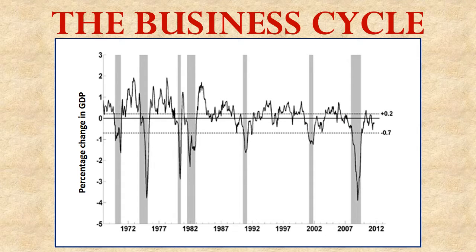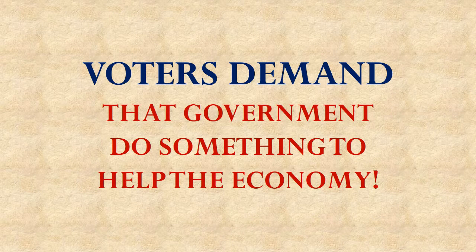In the previous lesson, we learned about the business cycle, about how the economy has ups and downs, and during those down times, we can have recessions. Voters who experience these down times demand that the government does something about it. Frequently, the economy is the top concern of people as they go to vote, and politicians need to respond to this.